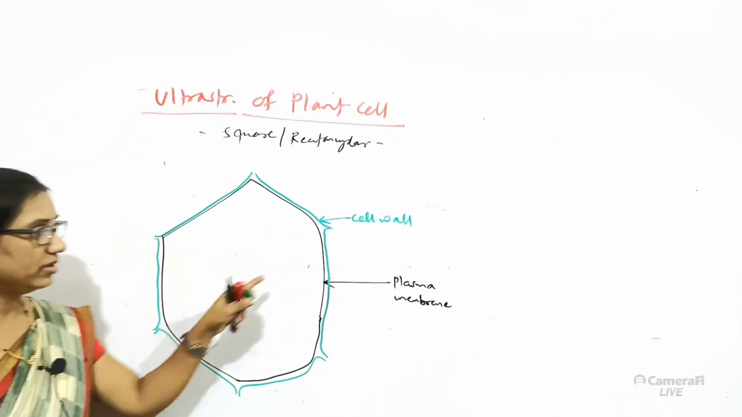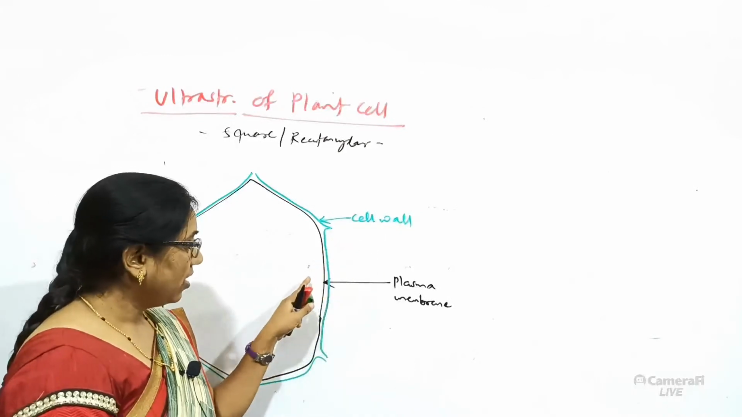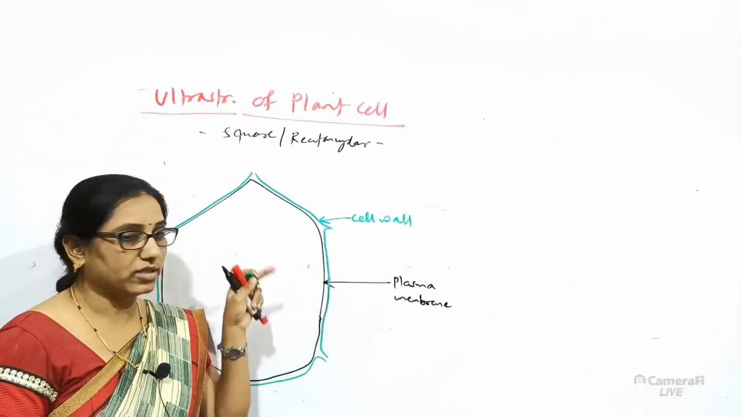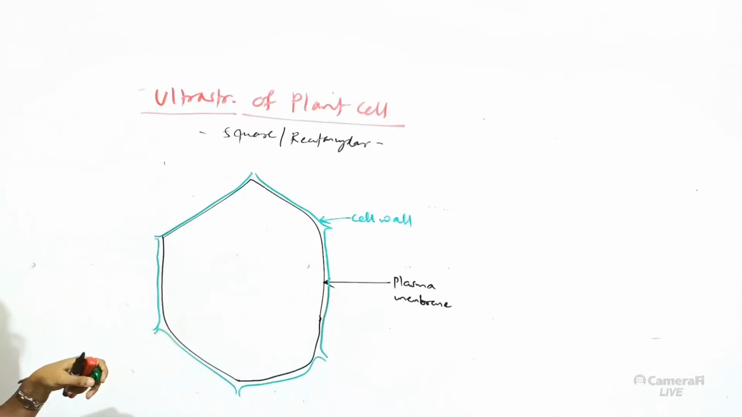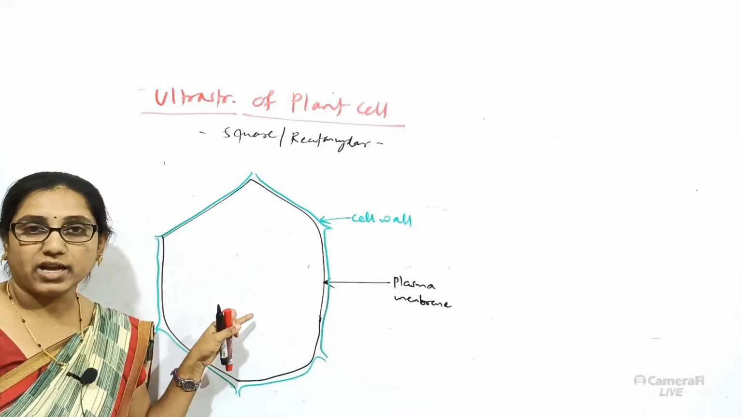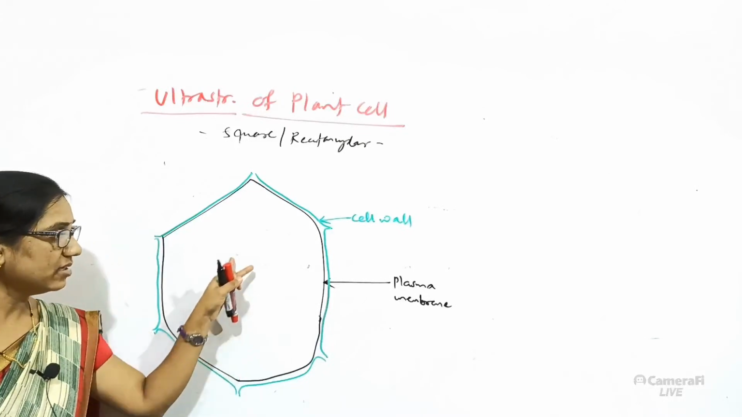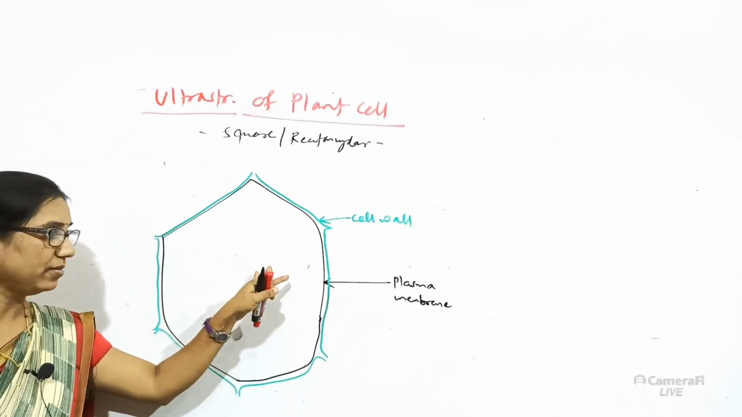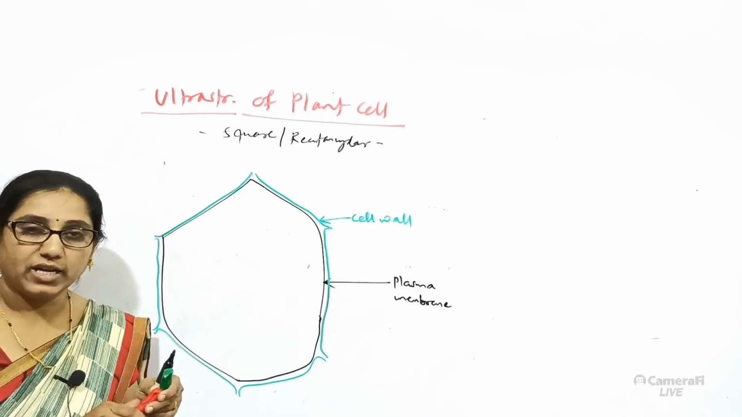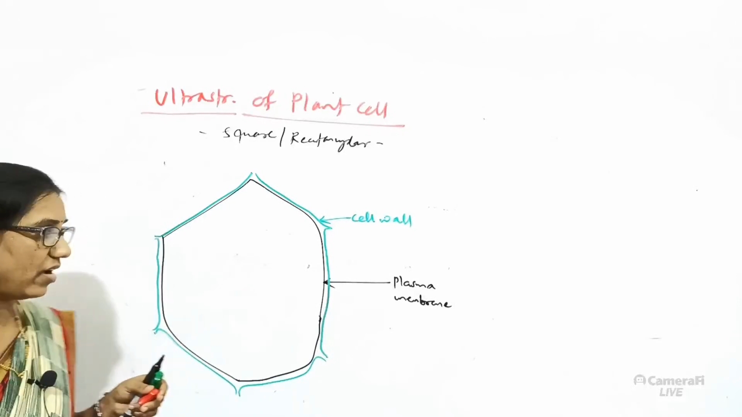So, this is the cell wall. Above the plasma membrane, one protective layer is there, and what is this protective layer called? This protective layer is called a cell wall. Then inside this, whatever the inner content is there, that entire inner content is called the cytoplasm, protoplasm. It is divided into the cytoplasm and the vacuole.